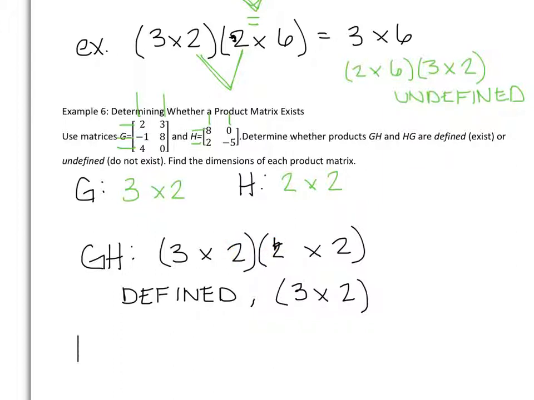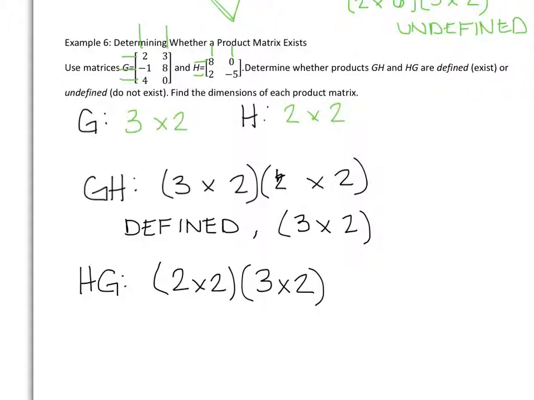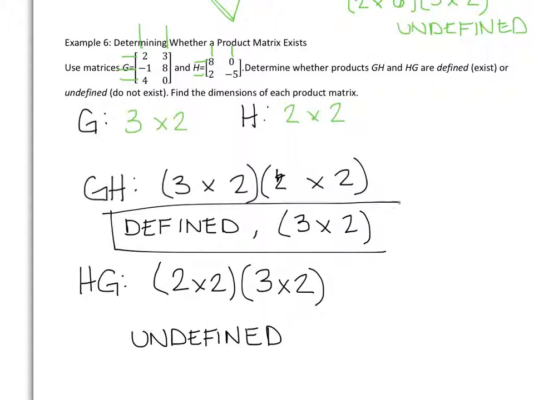All right, let's do H times G. See if it'll be the same. So for H, 2 by 2 multiplied by 3 by 2. Can we do this one? No, why not? Because those two numbers do not match. So this one is undefined. And since we can't do it, there is no answer matrix, so we have no dimensions. Okay, so these would be our answers.